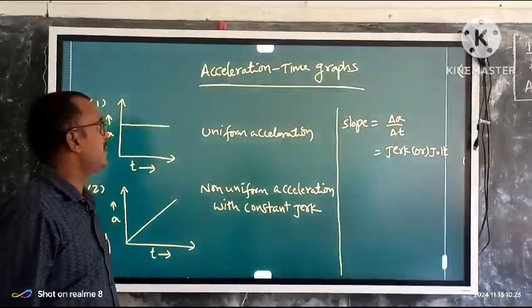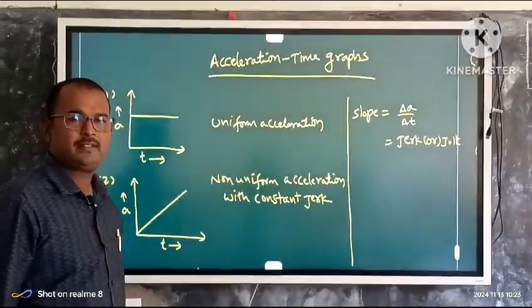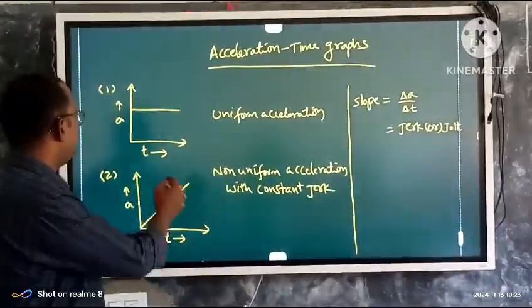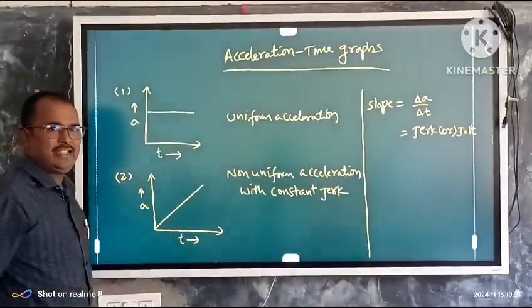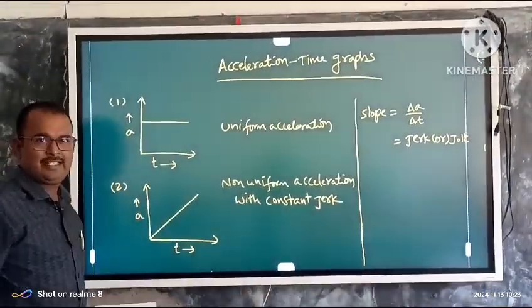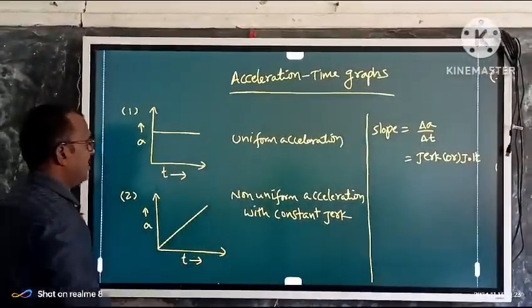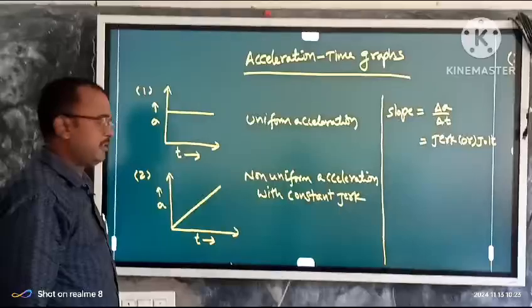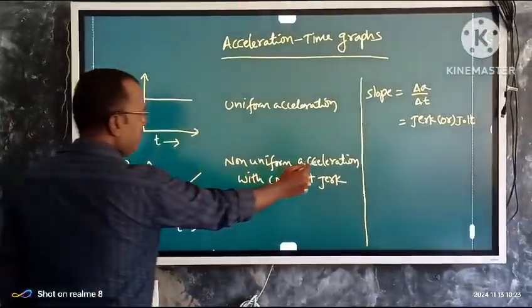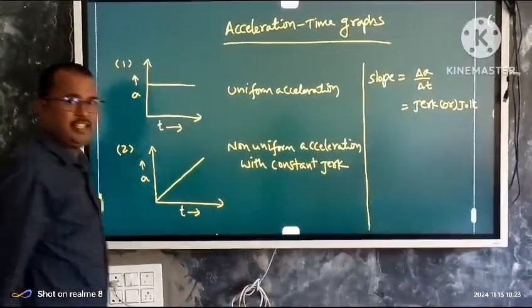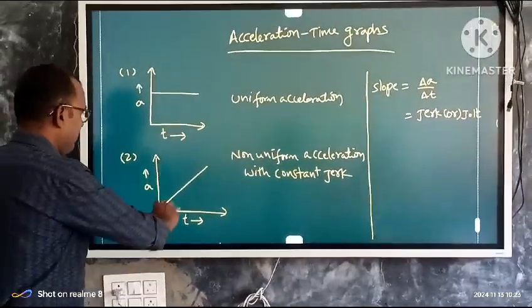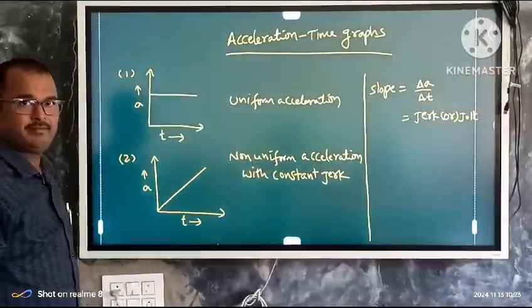Now we discuss acceleration time graphs. In the same manner, here acceleration is taken on y-axis, time is taken on x-axis. For uniform acceleration, we get a straight line parallel to the time axis, and for non-uniform acceleration with constant jerk, we get a straight line passing through the origin.